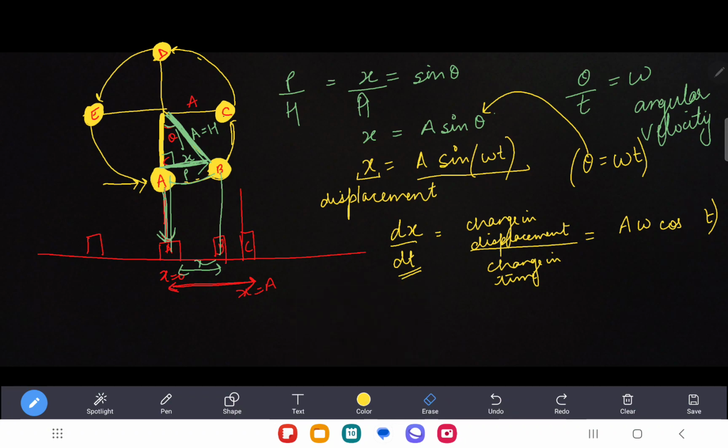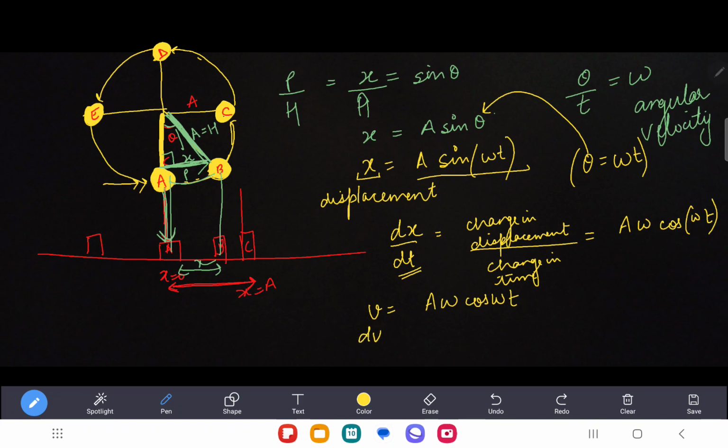So what have we got? A omega cos omega t. Yes or no? So this is my velocity. My velocity has come out to be A omega cos omega t. Understood or not?